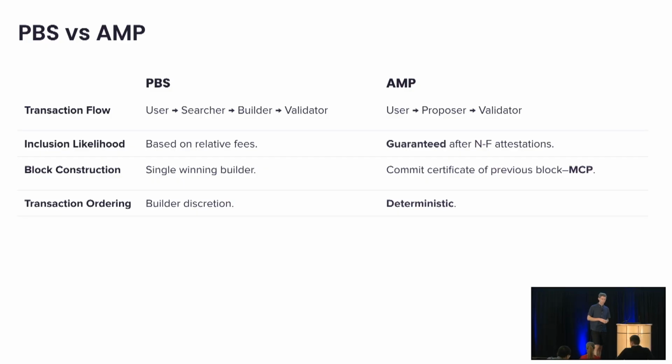The block construction in PBS is decided by the winning builder of the auction that happens for every block, whereas in AMP, we look at the commit certificate of the previously finalized block. And that is really where we get the multi-concurrent proposer from. And then the transaction ordering for PBS is at the discretion of the builder who wins the auction that occurs. And in AMP, as I mentioned last slide, we have this deterministic publicly known rule. You can think of potentially descending priority fee for that, or anything that the entire network knows and will adhere to.